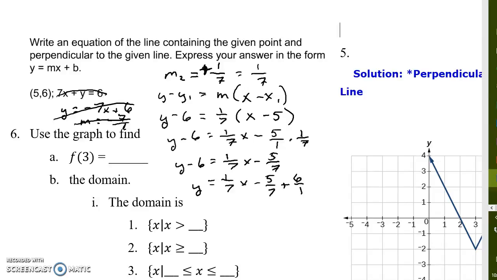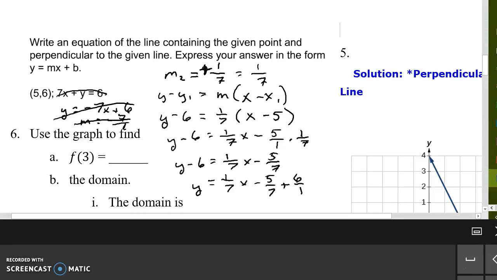So now I need to combine my like terms, which are minus 5/7 plus 6 over 1. And to do that, I need a common denominator. And so my 6 over 1, I'm going to multiply that by 7 over 7 because my common denominator will be 7. So now I have y equals 1/7 x minus 5/7 plus 6 times 7 is 42/7. So now I can combine negative 5/7 and positive 42/7.